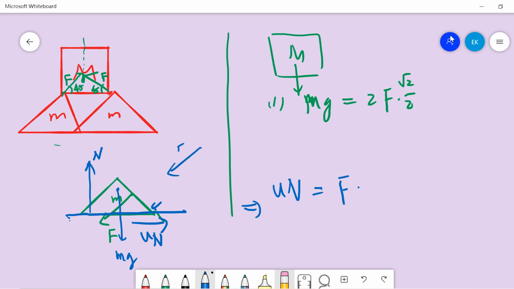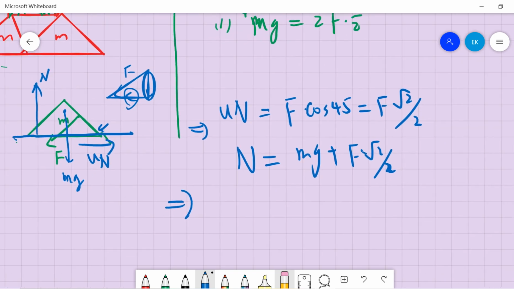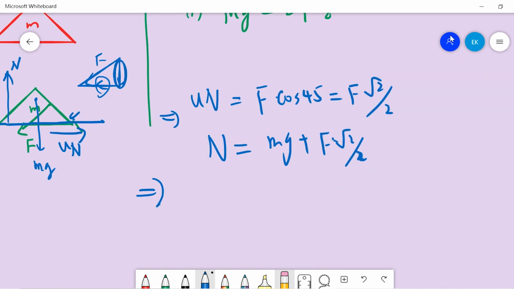So F can be decomposed into two components, this one and this one. So this is cosine 35, and this is the horizontal component. So the vertical component is N equals mg plus another F component. So from these two, hopefully we can solve for F, because we have mu mg. We plug N into this.